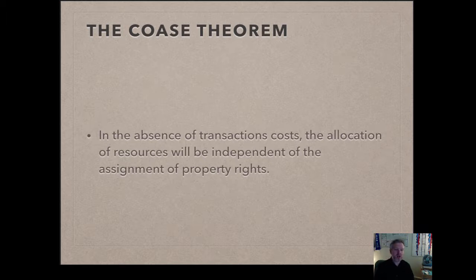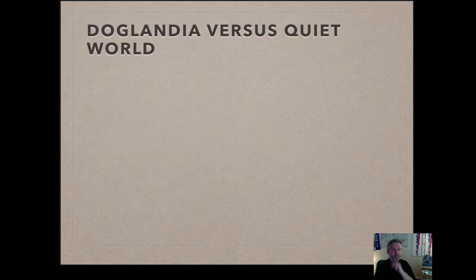Okay, so let me show you an example of the Coase theorem. All right. So we're going to have three states of the world. We're going to have a state of the world where there are no property rights. Then we're going to have a state of the world called Doglandia, where dog owners have the right to own dogs. All right. And then we're going to have a state of the world called Quiet World, where people have the right to quiet.